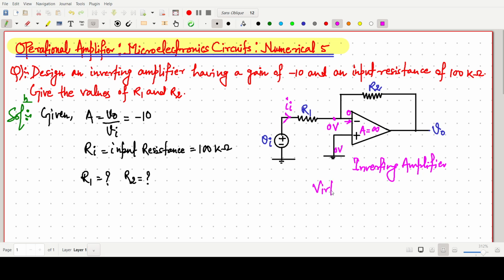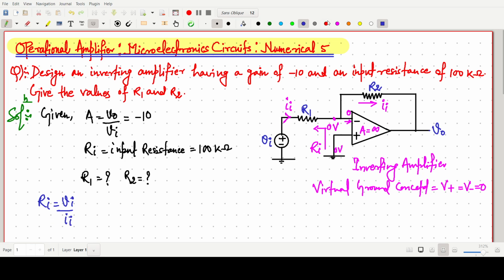So from the virtual ground concept, the V plus value is the same as that of V minus, that is our 0 volt. Because V plus is 0 volt, this will be the same, so the same Ii will also flow in this one. This is our Ri, the resistance looking from this side, so Ri is nothing but simply Vi by Ii.